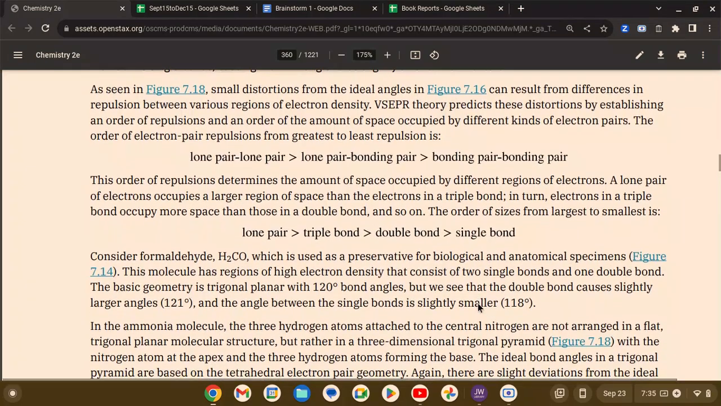As seen in Figure 7.18, small distortions from the ideal angles in Figure 7.16 can result from differences in repulsion between various regions of electron density. VSEPR theory predicts these distortions by establishing an order of repulsions and an order of the amount of space occupied by different kinds of electron pairs. The order of electron pair repulsions from greatest to least repulsion determines the amount of space occupied by different regions of electrons.